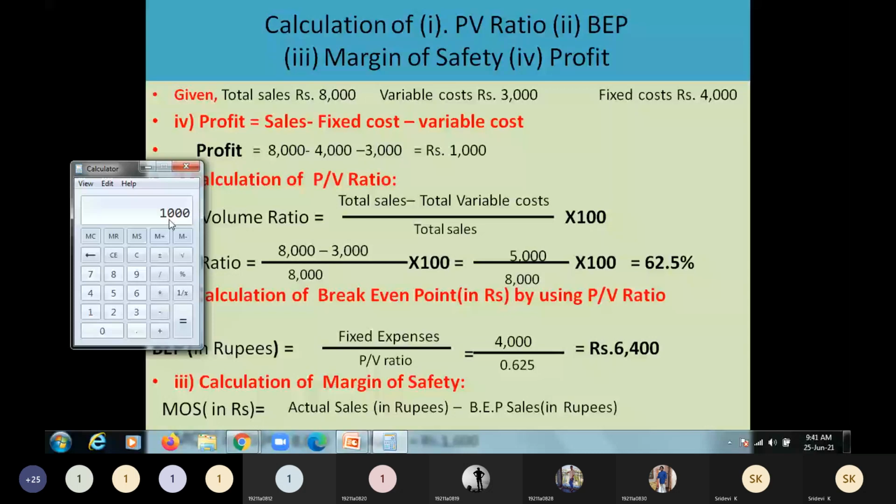So in two ways you can calculate. That I am not showing on this slide. You can do it in your notebooks, or you can calculate directly like this, by which I have calculated. So this is exercise 4. Sometimes it may be asked to calculate profit by using the PV ratio. In such a case, you use the second formula.